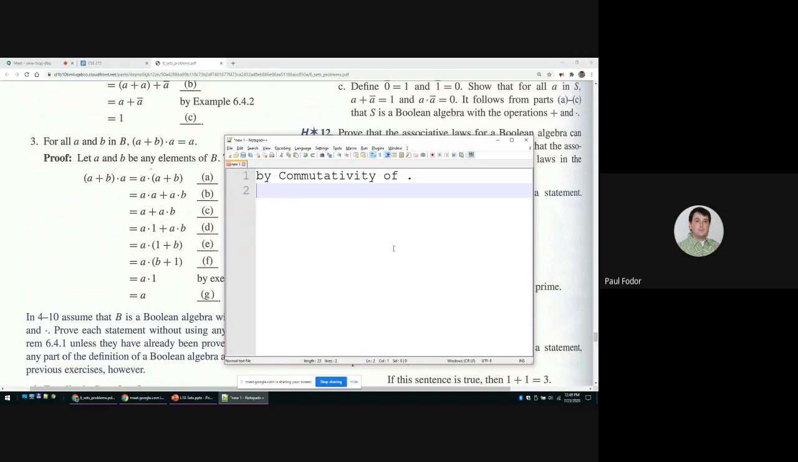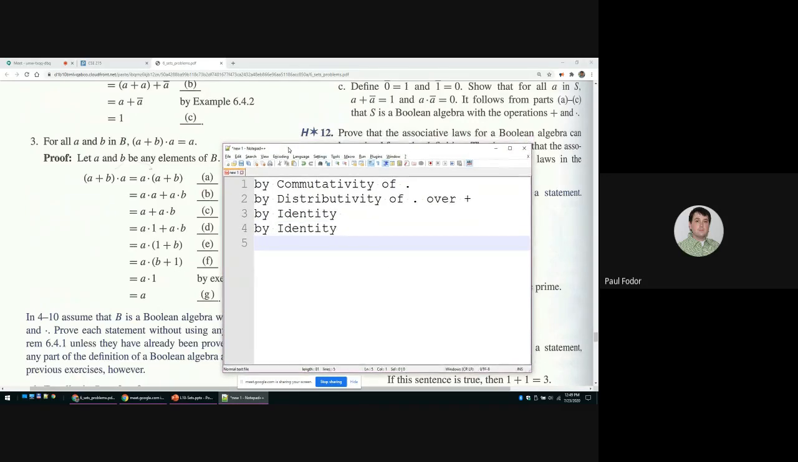Then we have distributivity of intersection over union, so it's distributivity of dot over plus. Then we have the identity law that A dot A, A intersect A, is basically A. Then we also have the identity law. In the next case, we have distributivity again. Then we have commutativity. Then we have one of the complement laws. And finally, we have the identity law.